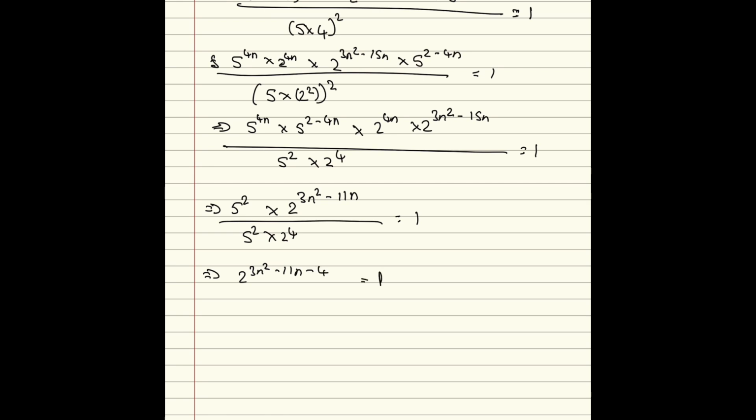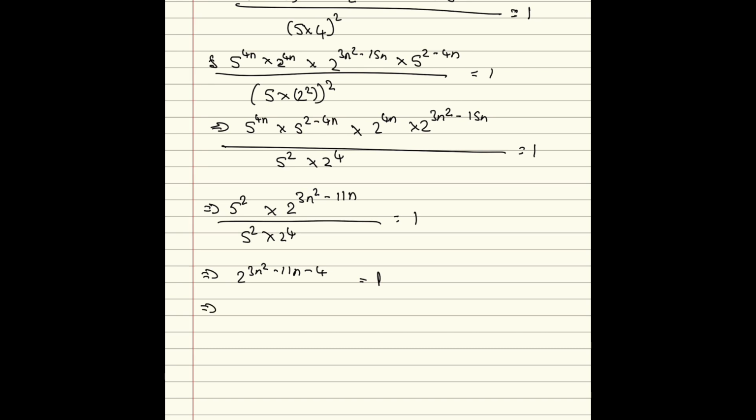Now we know what the 1 has to become. It has to become 2 to the power of 0, because anything to the power of 0, except 0, is equal to 1. So this implies that 2 to the power of 3n squared, take away 11n, take away 4, is equal to 2 to the power of 0, which implies that 3n squared, take away 11n, take away 4, equals 0.